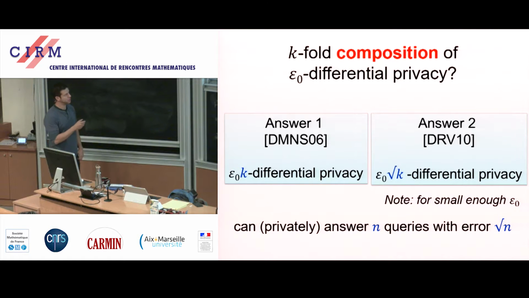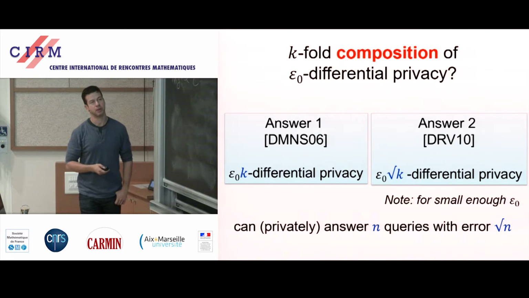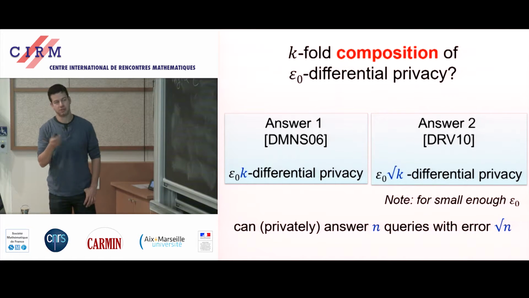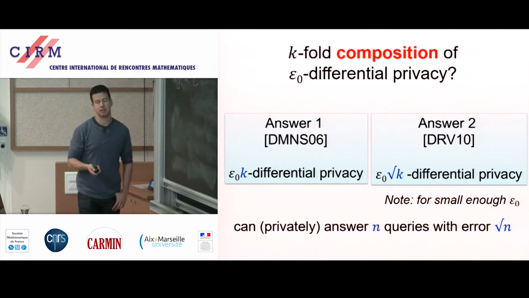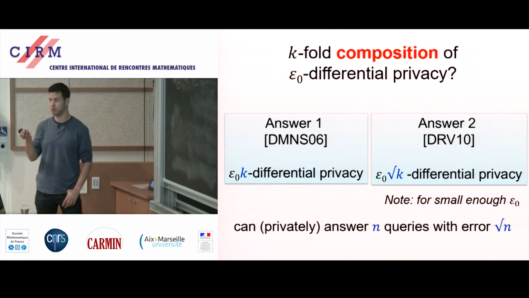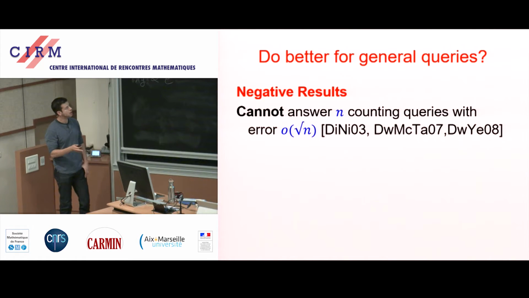Okay, so that tells us that we can answer n queries with error root n, just by straightforward composition bounds. And it turns out that that also is tight. You might think about answering n queries in all sorts of different ways, not just by adding independent noise and composing mechanisms, but you cannot answer n counting queries with less than square root n error.